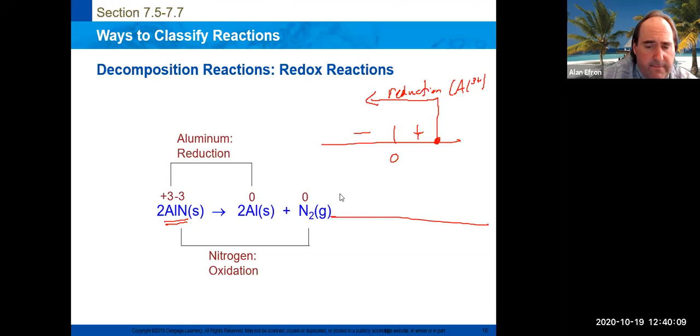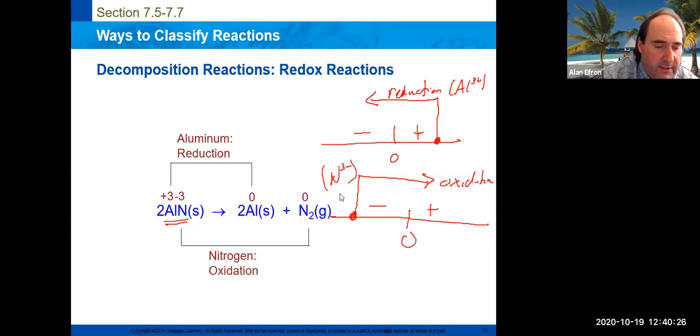And our nitrogen starting at -3 and ending at 0, going to the right, going through oxidation in this particular case. And this would be our nitrogen going through that. Any questions on any of those three there? A, how to determine their oxidation numbers and what is being oxidized and what is being reduced.